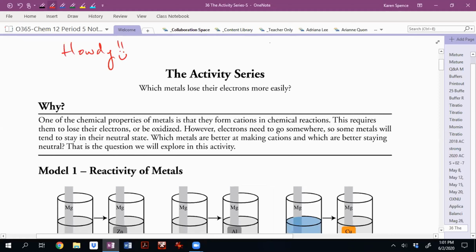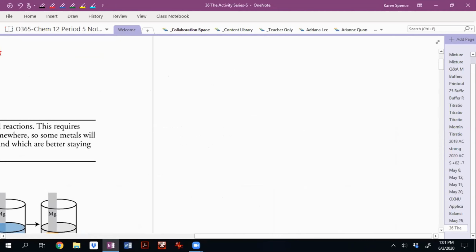What is an oxidizing agent? In fact, I'll do it over here because that way I've got room. What is an oxidizing agent?